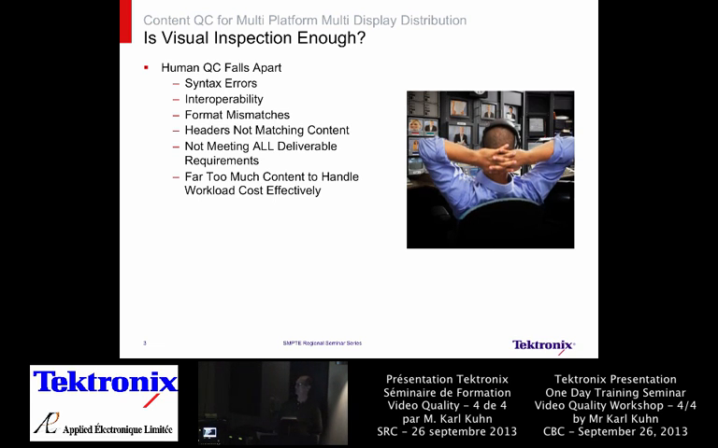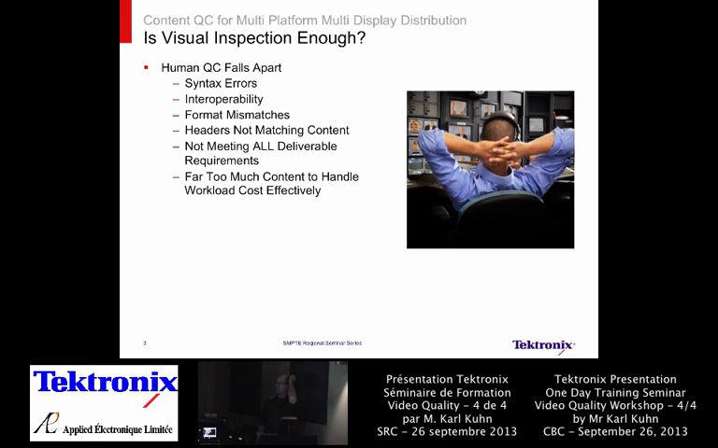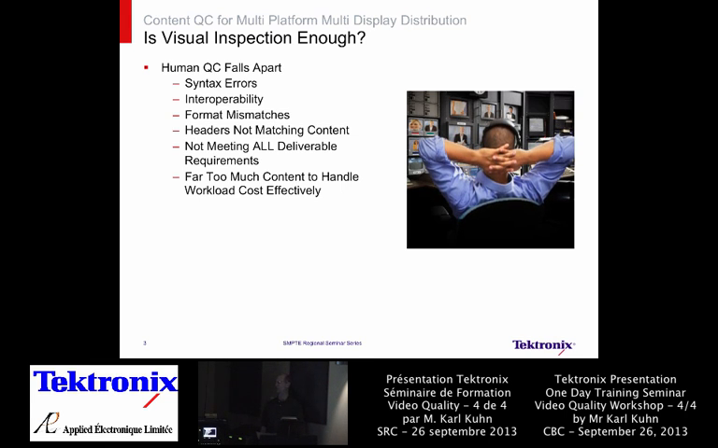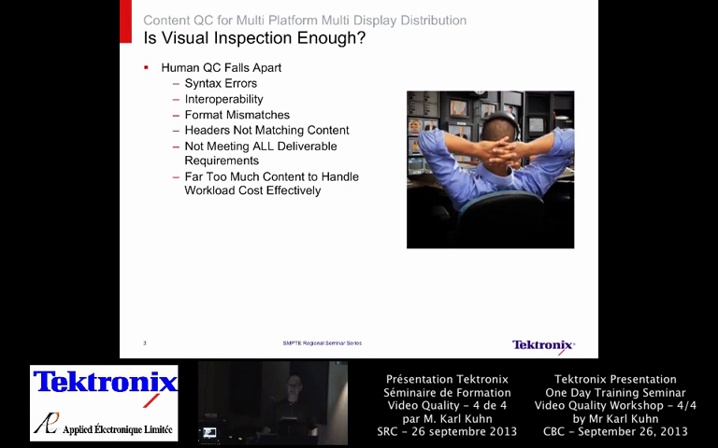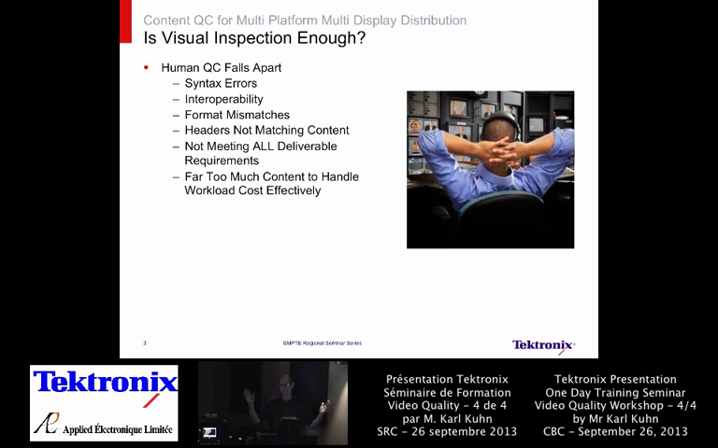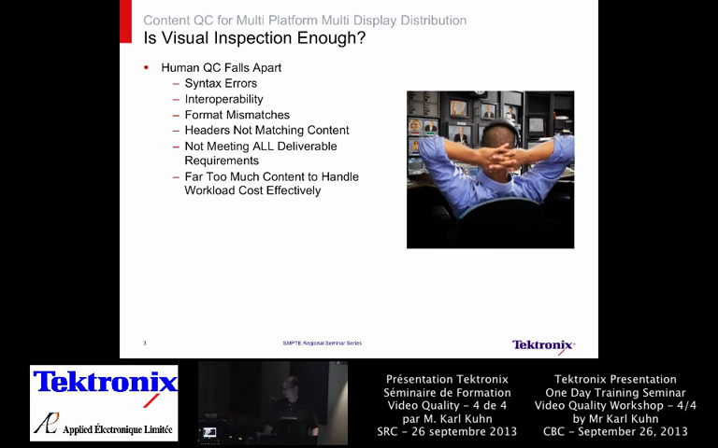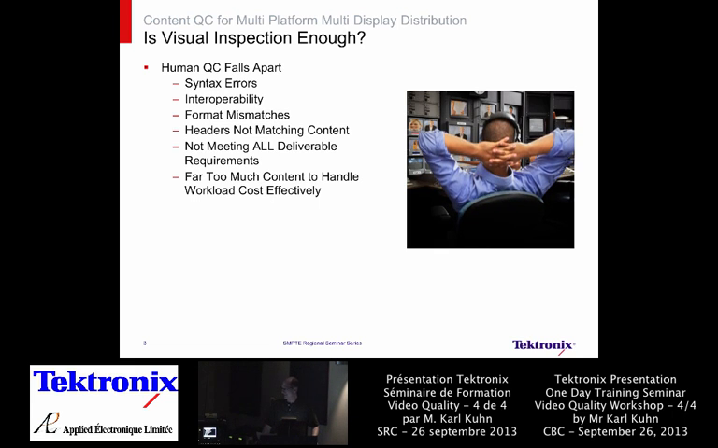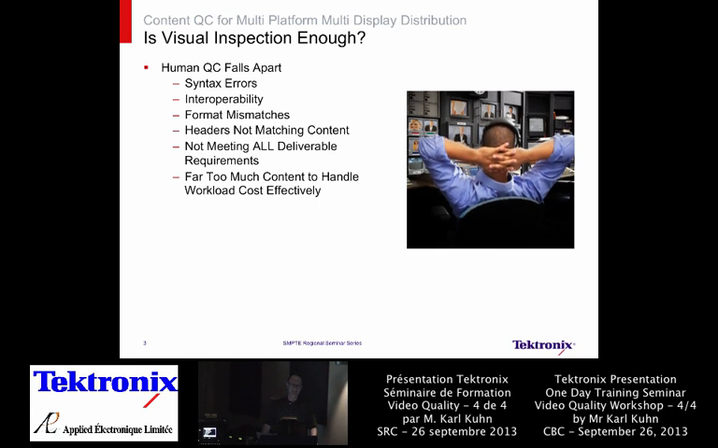Format mismatches, deliverables. The customer wants H.264. The QC person hits the play button. It's an MPEG-2 file, and it plays wonderfully. The customer gets it and says, no, not what I wanted. Header's not matching the content. All I know is it plays. Will some device downstream look at the header and not know what to do with the content? That happens.